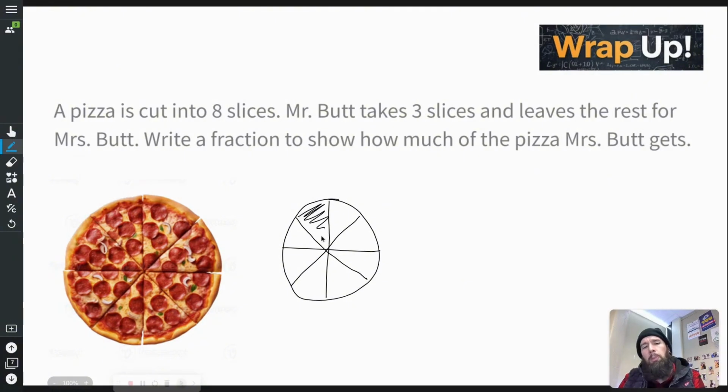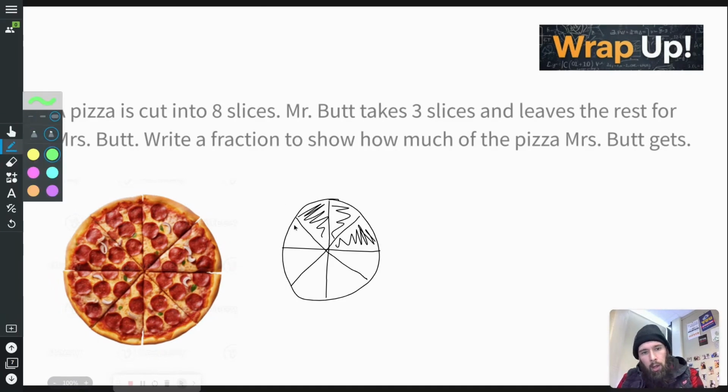So that goes to Mr. Butt, that goes to Mr. Butt, that goes to Mr. Butt. Now let's shade in a different color, a much prettier color, the part of the pizza that Mrs. Butt gets. So she gets the remaining 5 of them. Mr. Butt's very generous. Mrs. Butt should be thankful for Mr. Butt. He's a very kind guy. Those Butts.